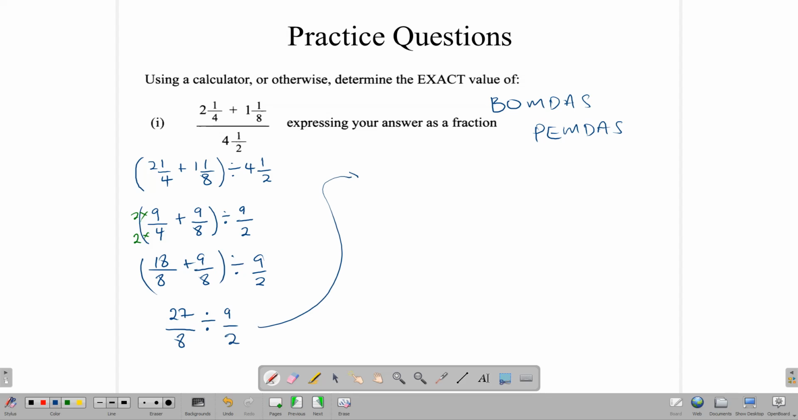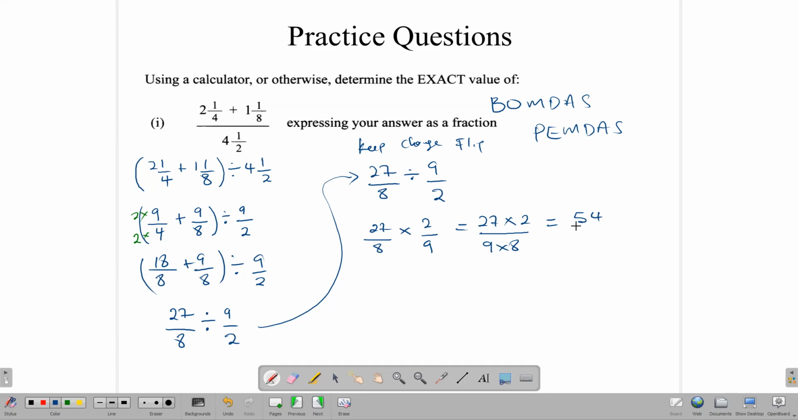Now let's bring this up here and write it again. 27 over 8 divided by 9 over 2. Remember, for division, we're going to keep, change, and flip. So we're going to keep this as 27 over 8. We're going to change the division to multiplication, and we're going to flip this so that it becomes 2 over 9. Invert it. And this will give us 27 times 2 over 9 times 8, or 8 times 9. That gives us 54 over 72. And that's your answer.